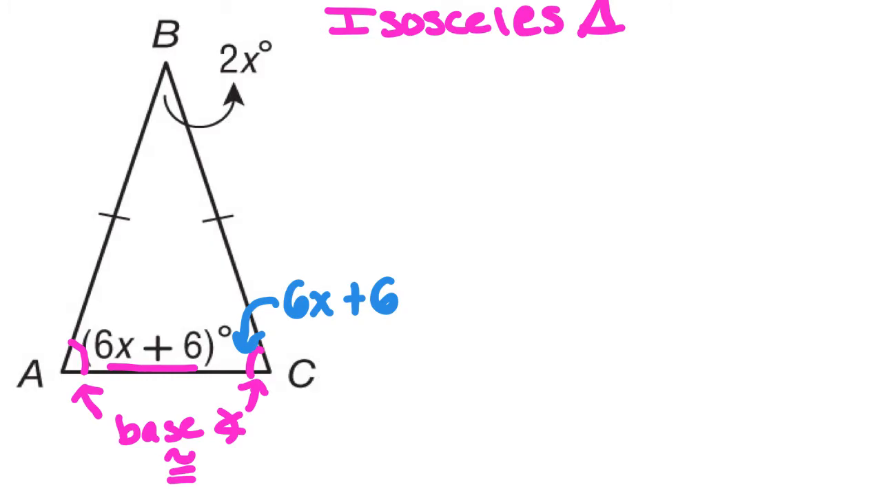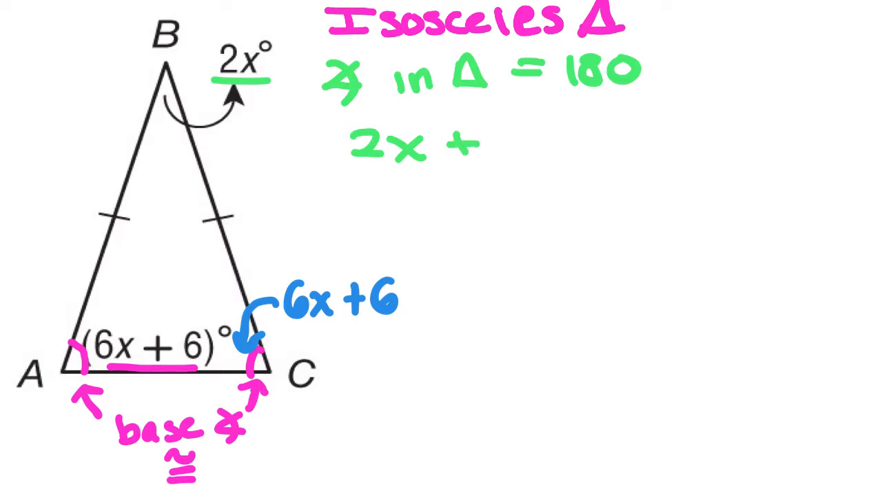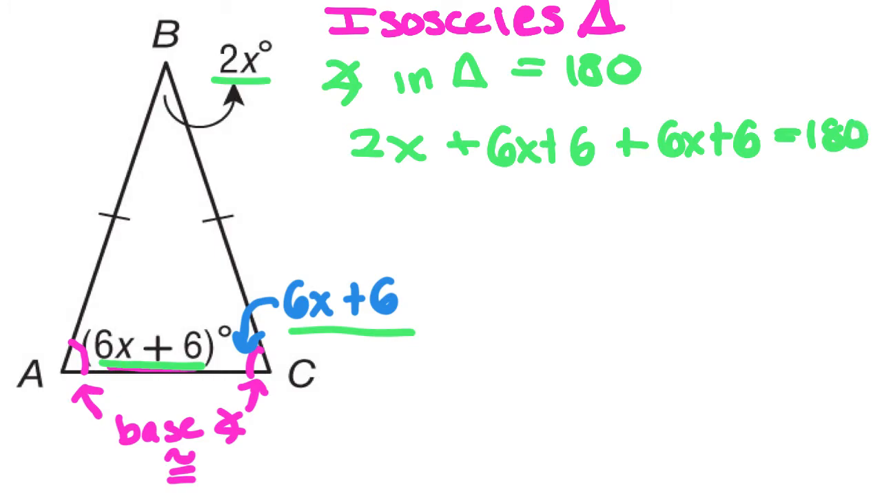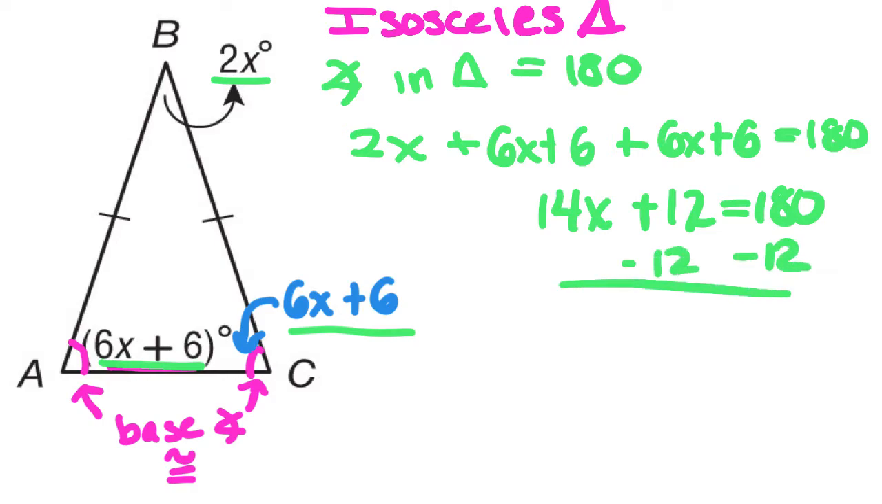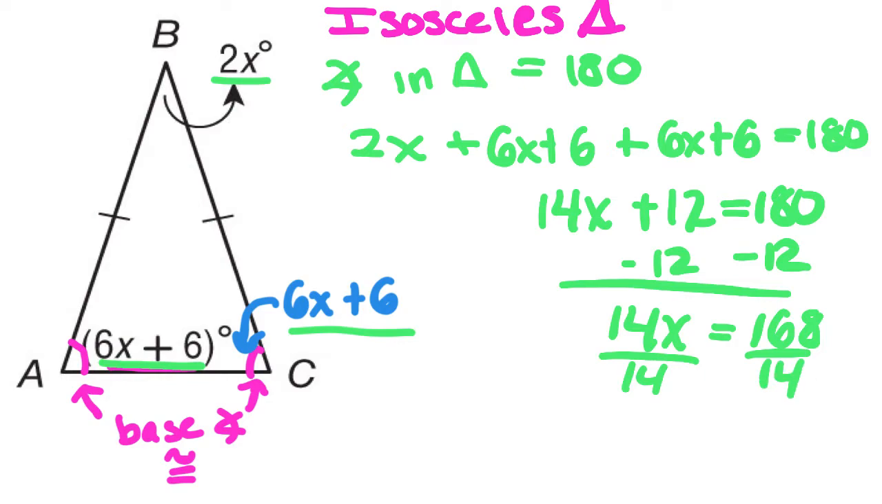So if I want to solve, we can use that idea that the angles in a triangle equal 180. So my angles would include the 2x plus the 6x plus 6 plus 6x plus 6 equals 180. So if I simplify, I can combine like terms. So 14x plus 12 equals 180. Move the 12 over by subtracting it from both sides. So you get 14x equals 168. And then divide both sides by 14 to get that x is equal to 12 as your final answer.